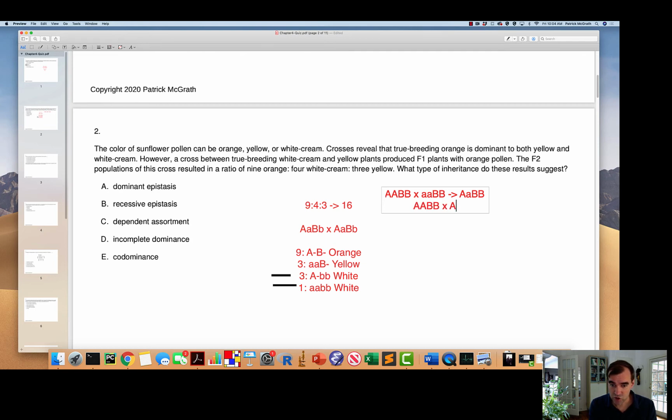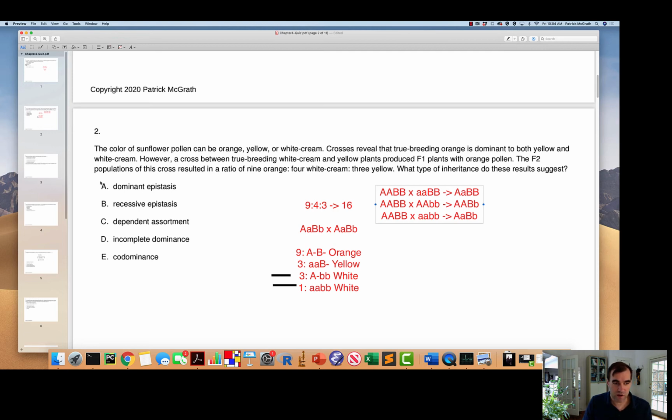It can either be a true breeding white that is this, or a true breeding white that is this. In this case you would get this, and in the other case you would get this. Again, these would both fall within this category right here. So if we crossed an orange to a true breeding white, we would also end up with orange pollen individuals. Only when you get to an intercross between these individuals do you actually get to see all the different phenotypes.